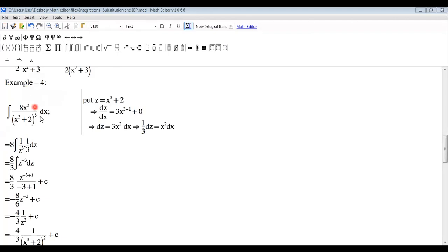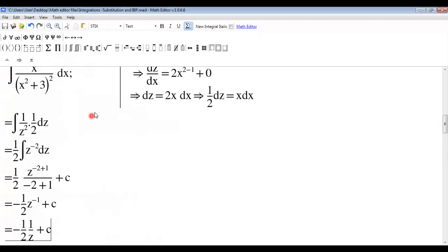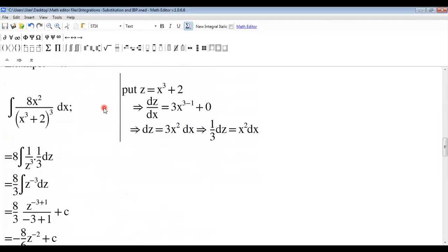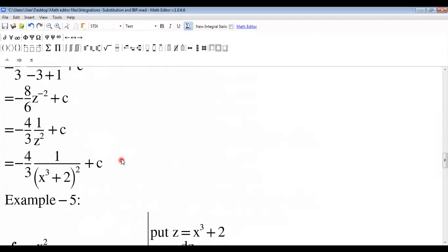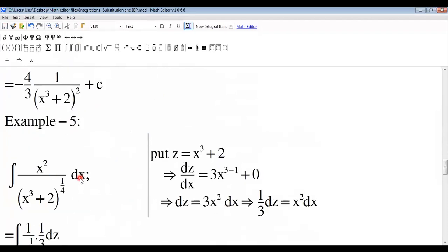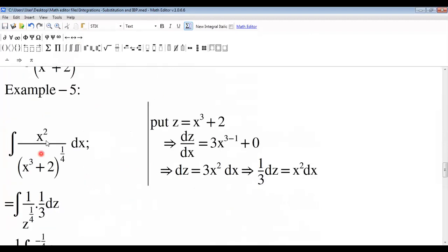This is the example for using the same process. Example 4 uses the same process. This is example 5: x square divided by (x cube plus 2) to the power 1 by 4 dx. How do we find this? A similar process: z equals x cube plus 2. The differentiation of z, dz/dx, what will it be? The x cube formula gives 3x square, and 2 has 0 differentiation.